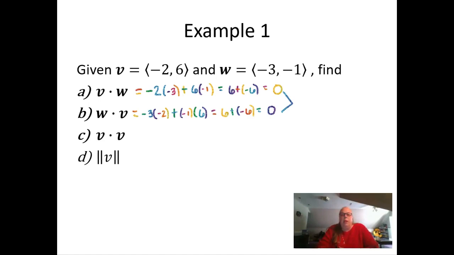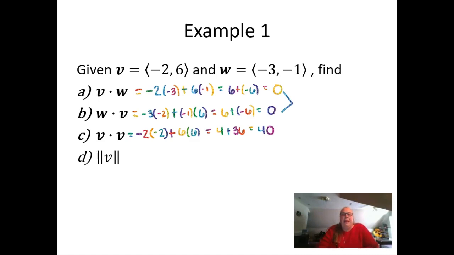Okay, part C, what happens when we dot a vector with itself? All right, that's going to be the first coordinate of v, -2, times the first coordinate of v, which is -2, plus the second coordinate of v, which is +6, times the second coordinate of v, which is also +6. This is going to give me +4 plus 36, and that gives me 40.